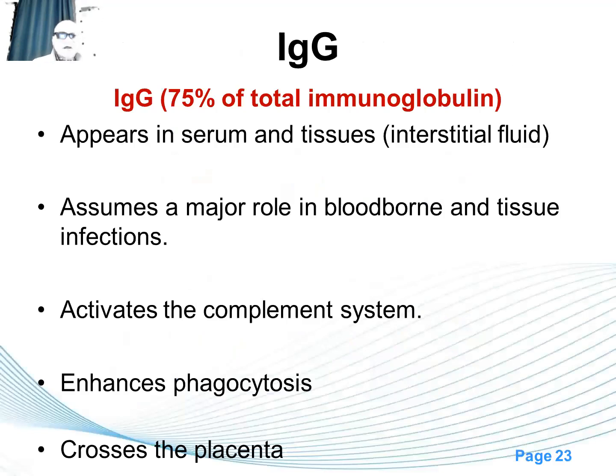Immunoglobulin G forms 75% of the total immunoglobulin and appears in serum and tissues, that is, in the tissues and blood fluid. It assumes a major role in blood-borne and tissue infections, activates the complement system, enhances phagocytosis, and crosses the placenta. So that means it can also be very important in the maternal-infant interchange.